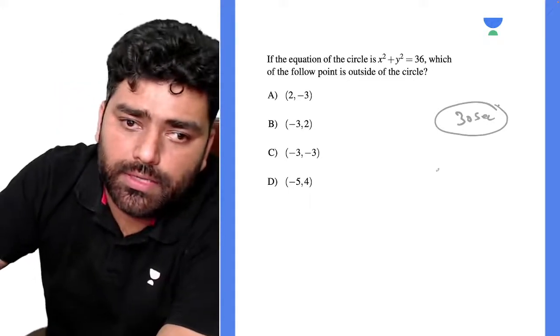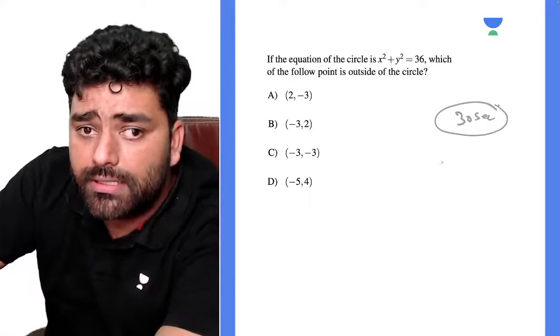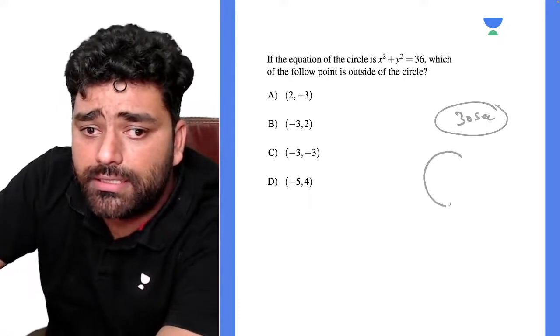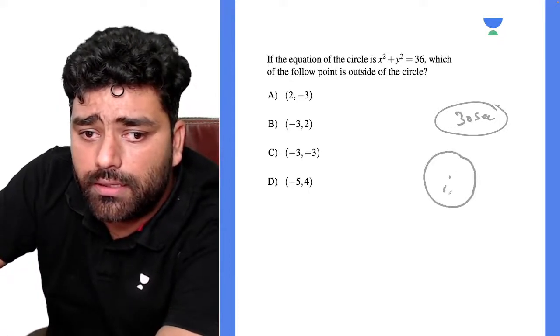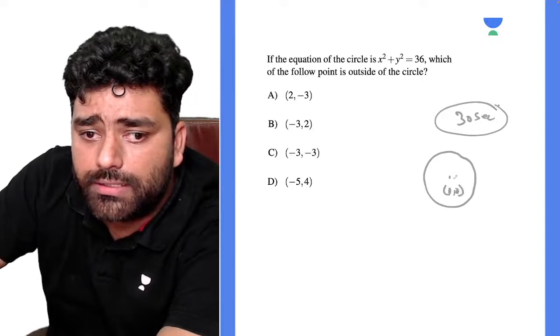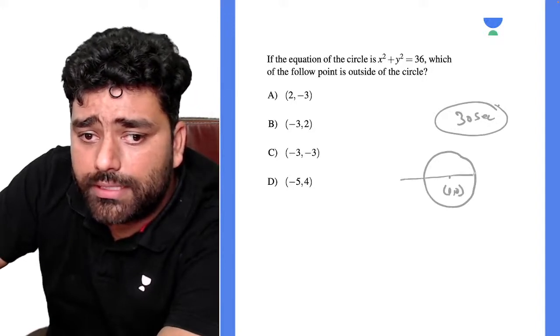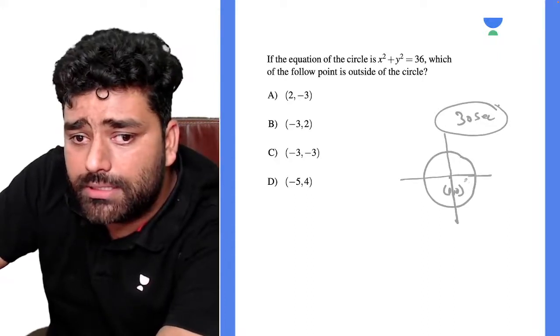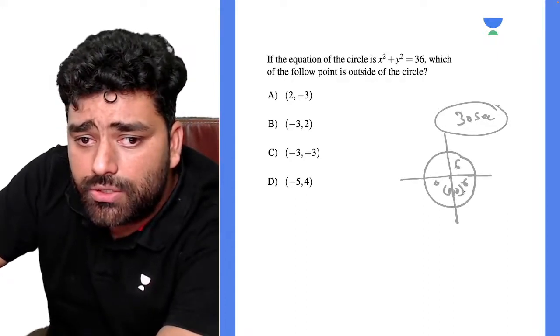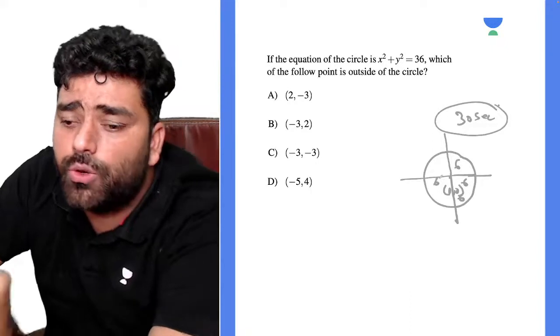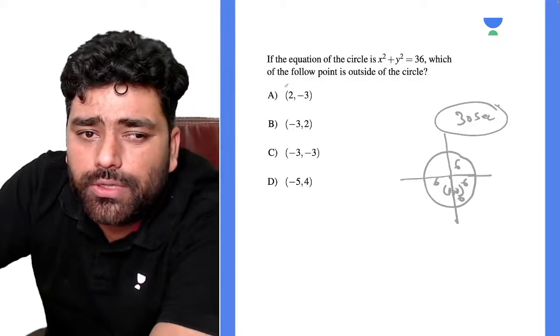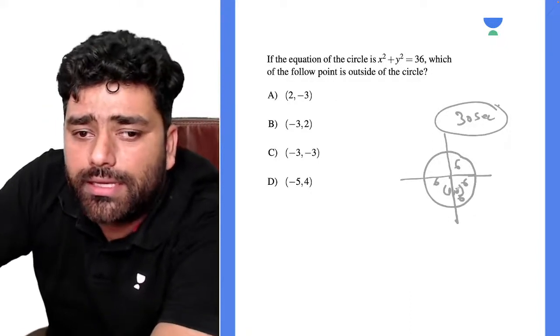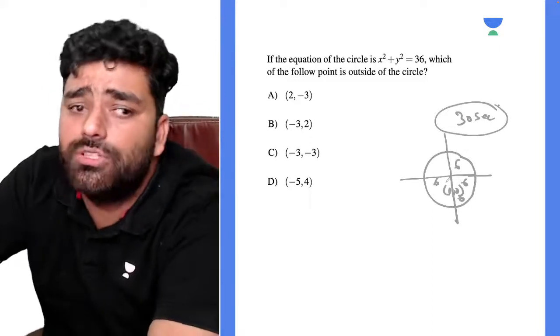Okay, let me tell you guys. So here, if you see the equation there, definitely we know the center is at (0, 0), and the radius is 6. So definitely the circle will be like this. So this is going to be 6, 6, 6, 6. One way to solve this question is to plug in every point and think, okay, which one will be inside and which one will be outside.